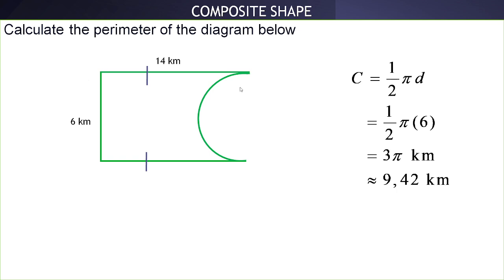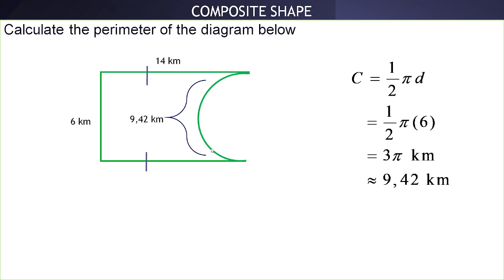And what is the diameter? The diameter will be 6 kilometers, because that will be the distance that passes through the center from one point on the circumference to the other point on the circumference. So half pi multiplied by 6 will give us 3 pi kilometers. If you round it off to 2 decimal places, it will give us 9,42 kilometers. So now we found the distance around this particular semicircle, the arc that we see over here, which is equal to 9,42 kilometers.